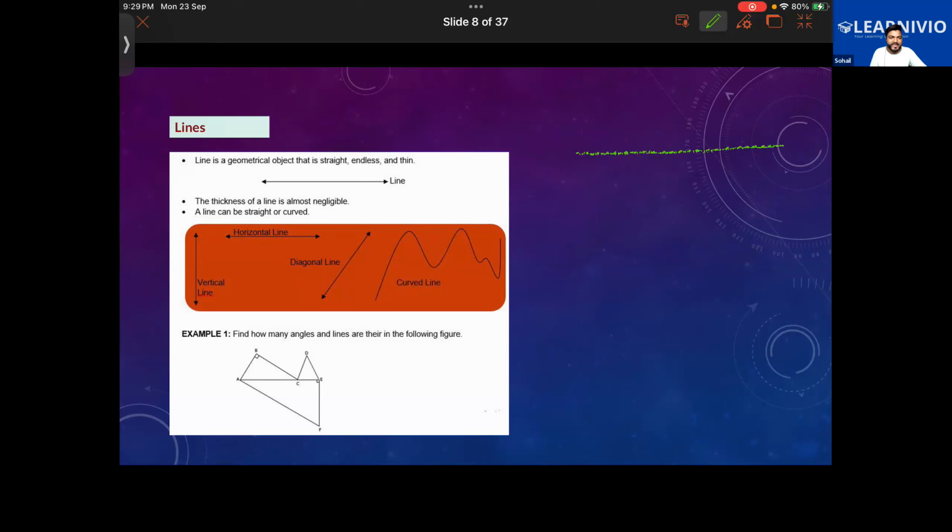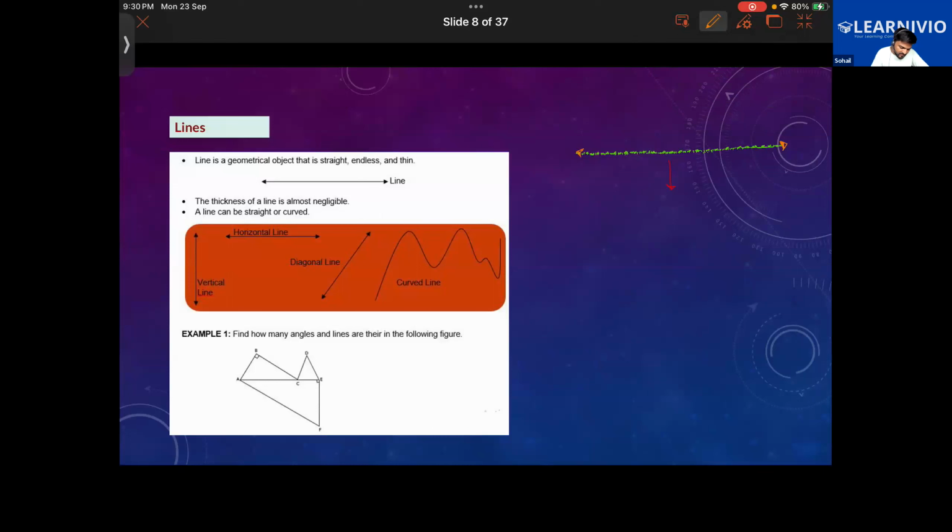So a line is a geometrical object that is straight and endless, meaning that it continues in this direction and in this direction also. It does not have any end. It is very thin and straight. Also, an infinite number of points come together to form a line. If you join an infinite number of points, a line will be formed.